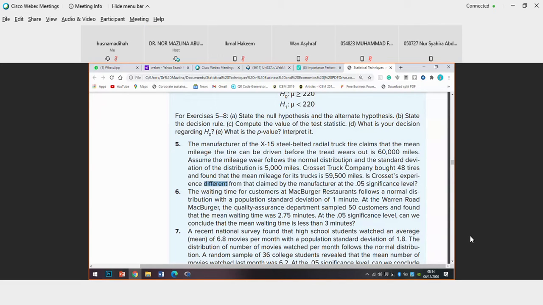Negative 0.693. 0.693, are you sure? Ada orang dapat tu value lain tak? Okay, tak nak cakap tak apalah. Okay. Jadi bila awak dapat value Z tu, awak akan tengok sama ada value tu berada dalam rejection ataupun non-rejection region and hence you derive to your answer.